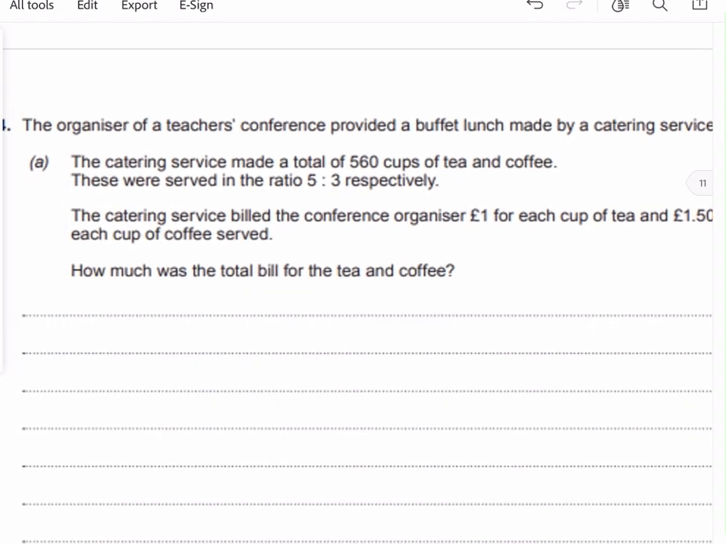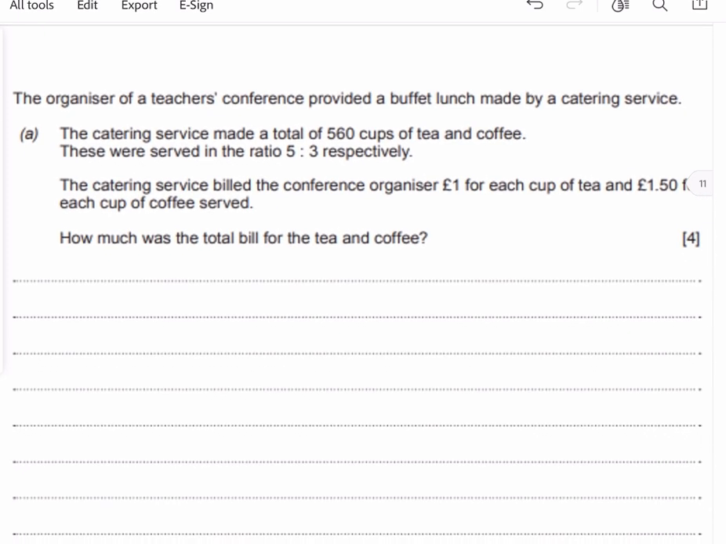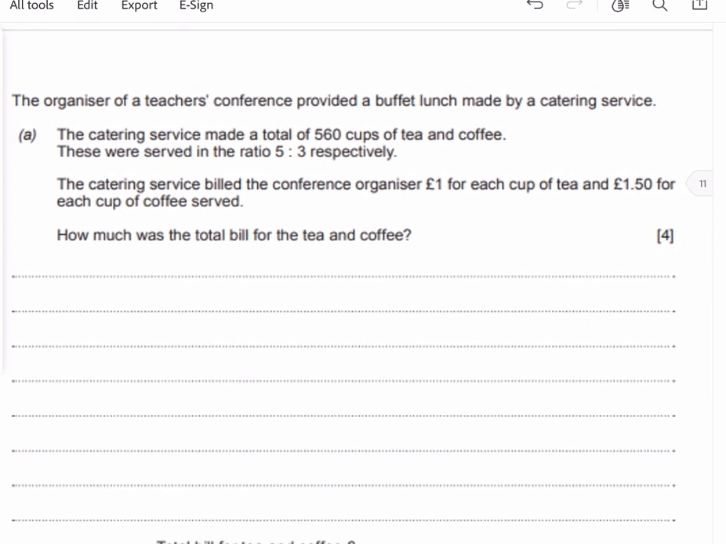The organizer of a teachers' conference provided a buffet lunch made by a catering service. The catering service made a total of 560 cups of tea and coffee, and they were served in a ratio 5:3. So we're going to use these numbers first, and later on we need to find how much was paid for tea and coffee. Okay, let's find out how many teas and how many coffees were served, and then we're going to multiply it by the money per cup.